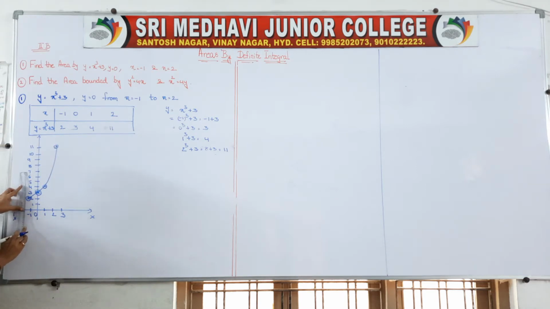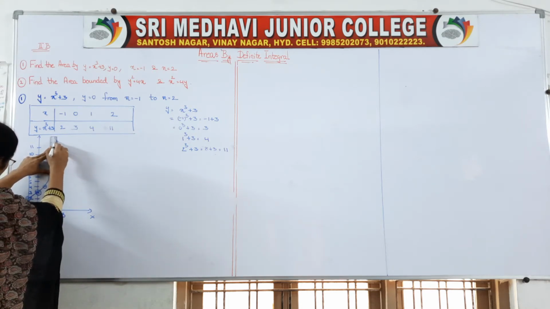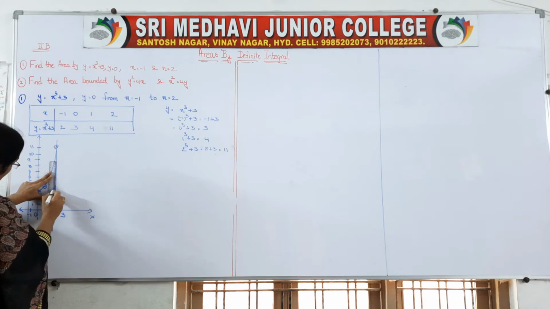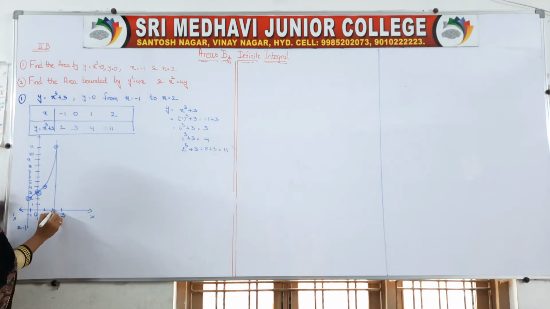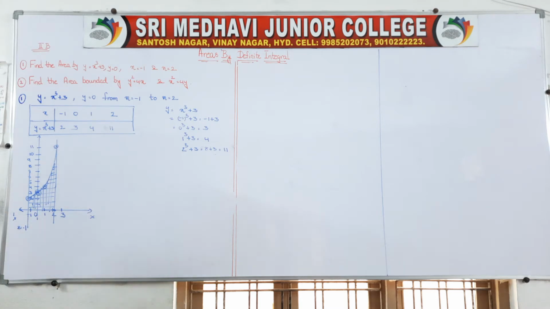So your bounds are x is equal to minus 1, right? So that is your x is equal to minus 1. Next x is equal to 2, okay? So x is equal to 2 also we have to take. So this is your x is equal to 2. So which area do we have to find? This is the area we have to find, okay?